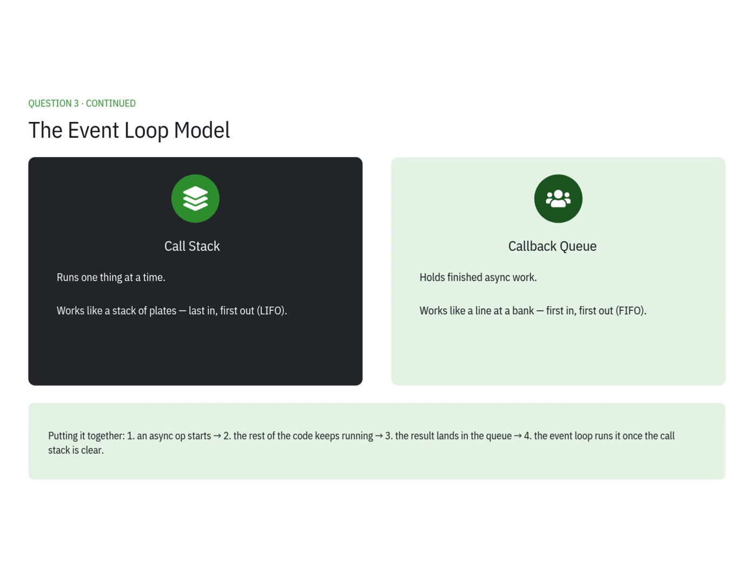The event loop model. All of this is coordinated by the event loop. JavaScript runs one thing at a time. Think of it like a stack of plates, last in, first out. Once async work finishes, it waits in the callback queue, like a line at a bank. So when an async operation starts, the rest of the code keeps running, and then the result lands in the queue, and the event loop runs it once the stack is cleared out.